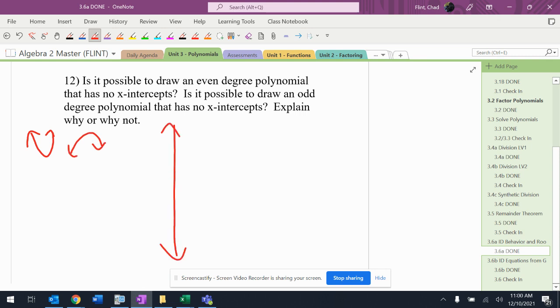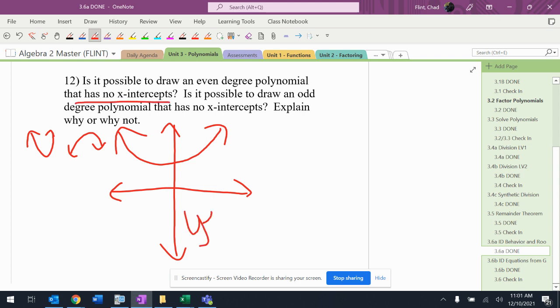X-intercepts would mean it hits the x-axis. Because that turns like that, it's really easy to draw one. I can just draw this. All right, there is an even degree polynomial with no x-intercepts. So is it possible to draw one with no x-intercepts? Absolutely. I could draw lots of different ones with no x-intercepts because the tails turn in the same direction, it's very easy to have it not cross the x-axis.